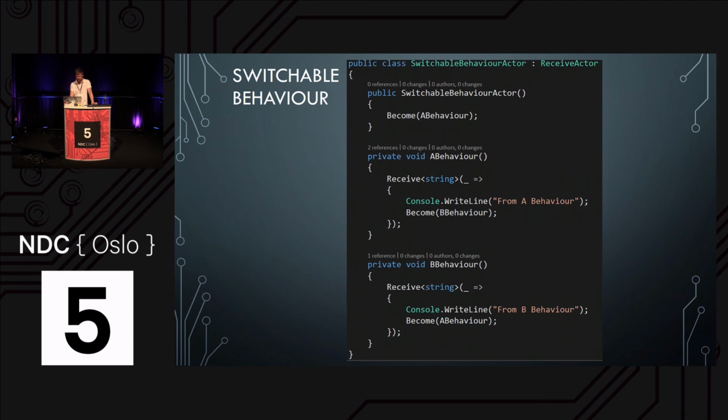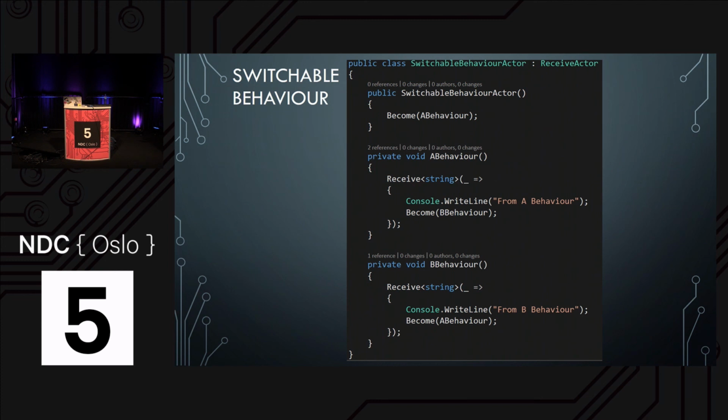Switchable behaviors that we mentioned slightly before are really cool and super useful. So in this case here, we have an actor that has two behaviors. It has A behavior and B behavior. It starts off by saying become A behavior, and become just takes a function that has no parameters, just a void method. It will then do its thing when it receives a string, and it will print out from A behavior. But then it says become B behavior. So next time a string has been told to this actor, then this code will run. So that means that you can build quite complicated state machines like that, but without any ifs and buts at all, which is really, really useful.